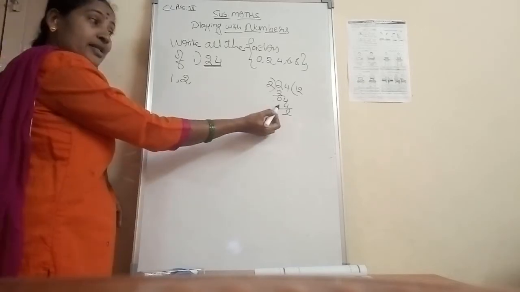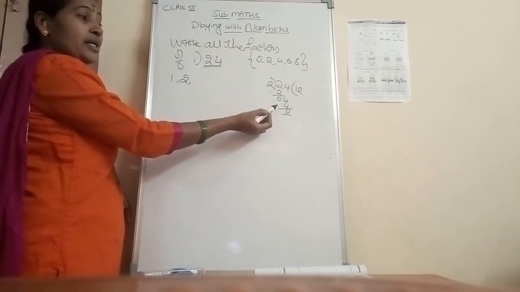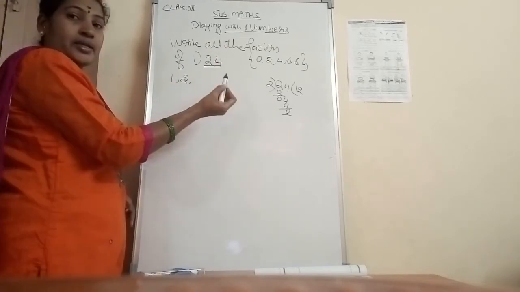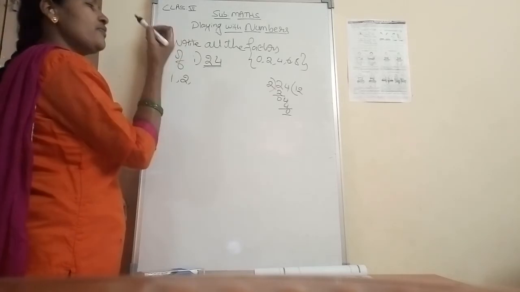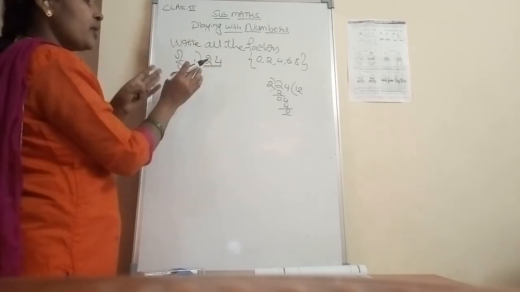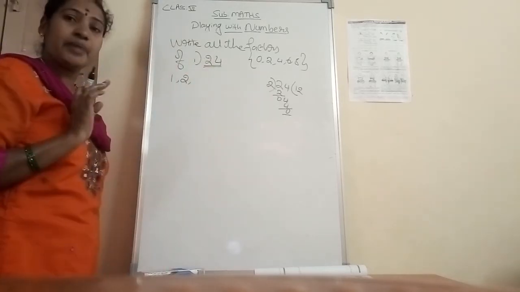You need not divide like this. So this is the first class, I am explaining like this. Next class you have to learn this method. The last digit is 4. So definitely, without dividing, you have to give the answer: yes, this number is divisible by 2.